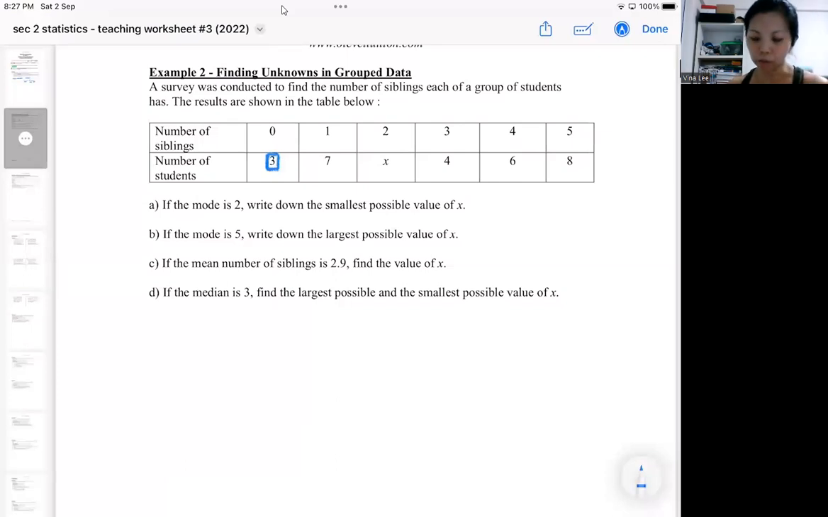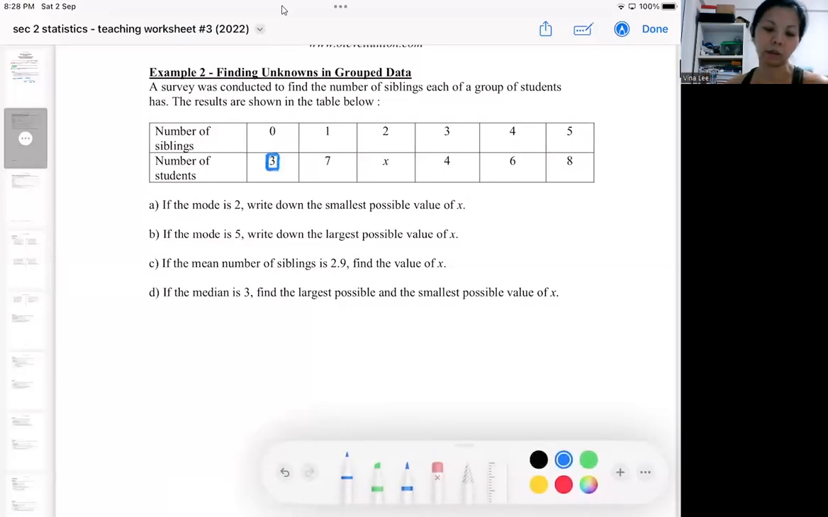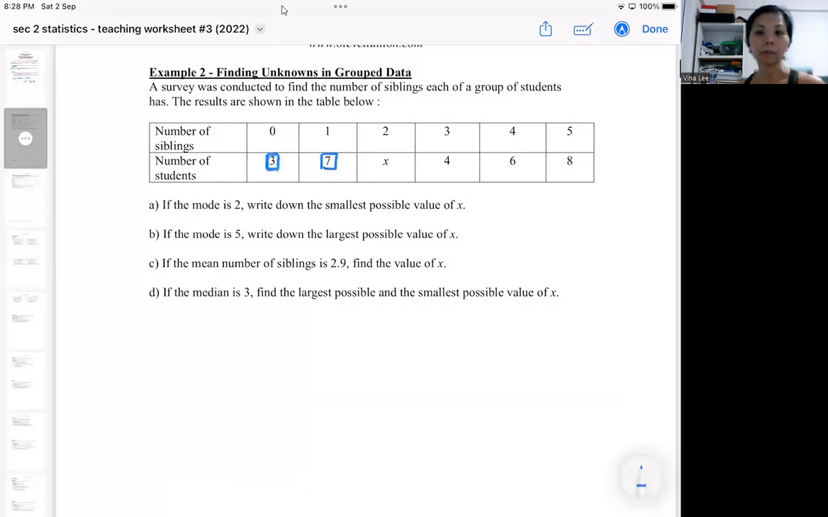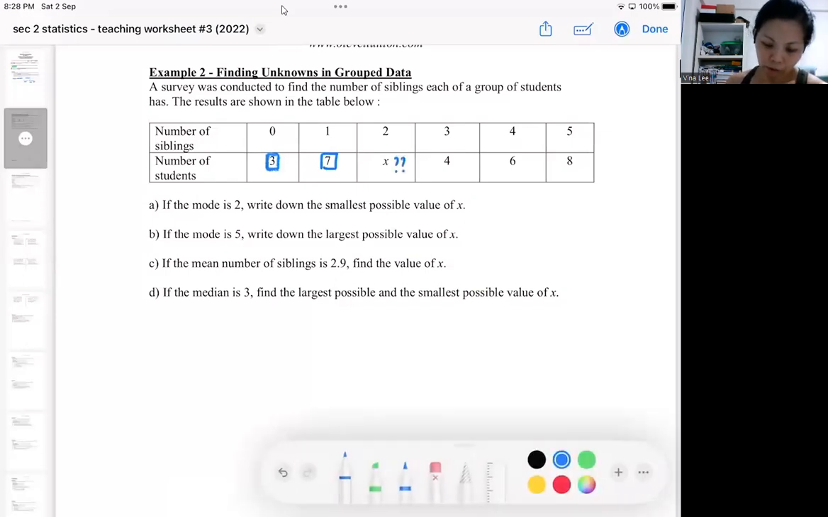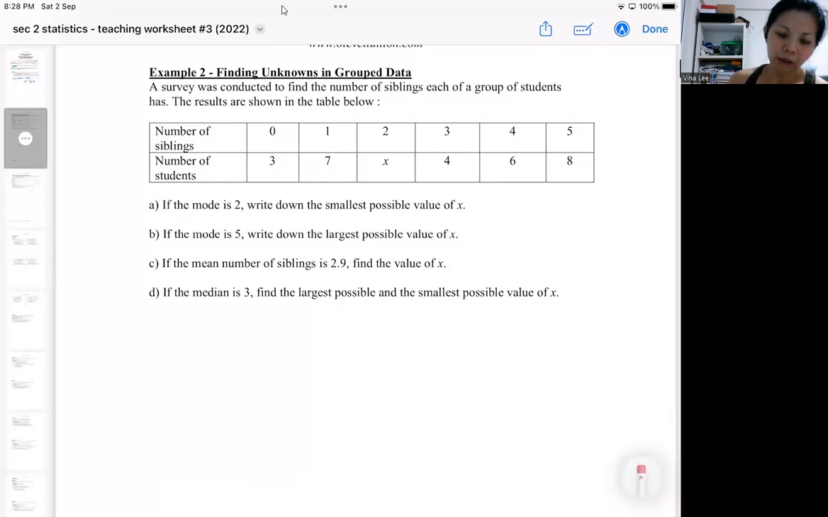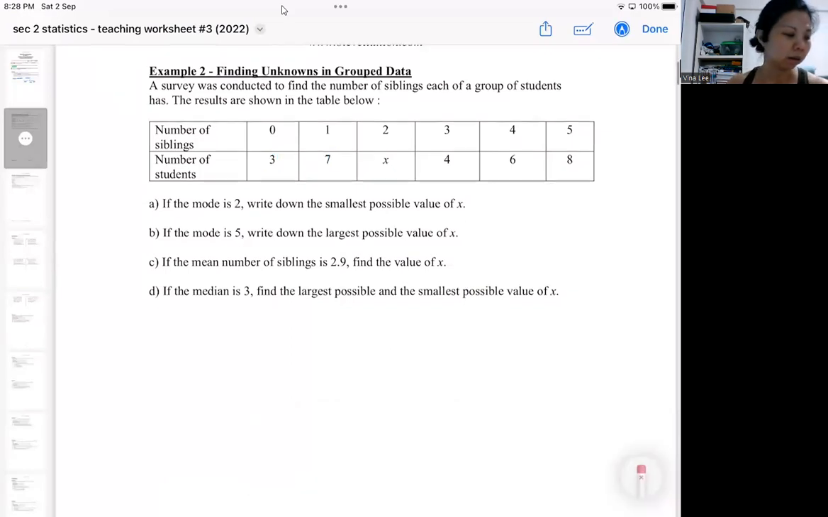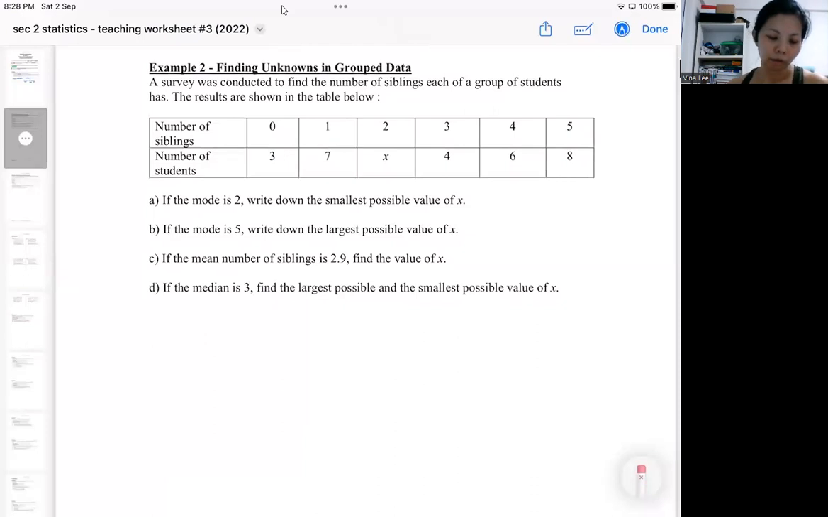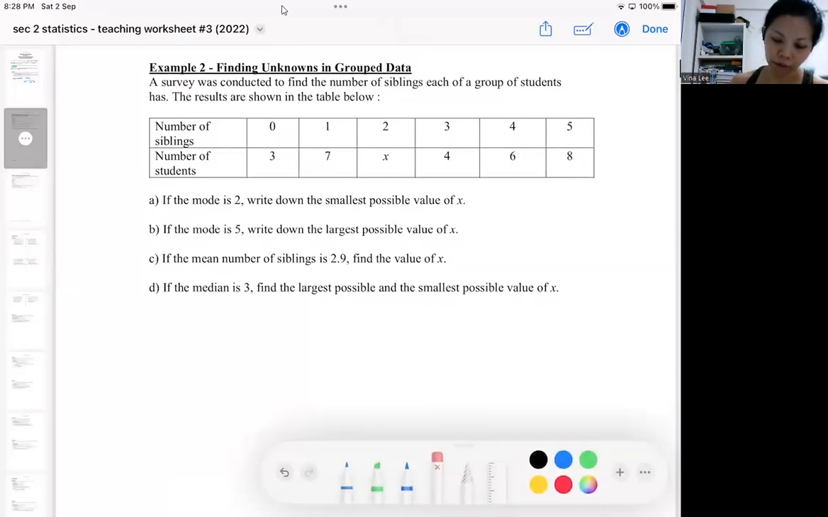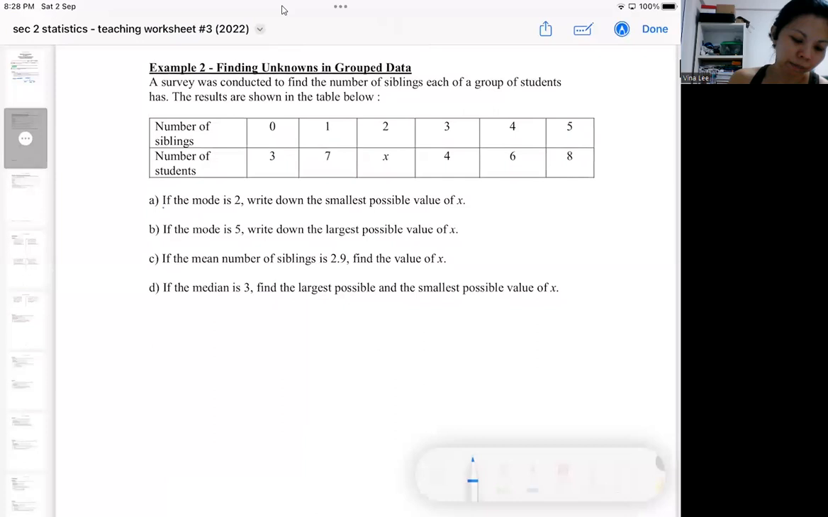That means they are the only child. They don't have any brothers or sisters. And then we have 7 of them with 1 sibling. Then there is an unknown here, on this part. So we are going to be calculating X depending on the different situations. They are going to present different situations to you. That's why if you look at the instruction, it's all an "if" situation, so every part is not related.